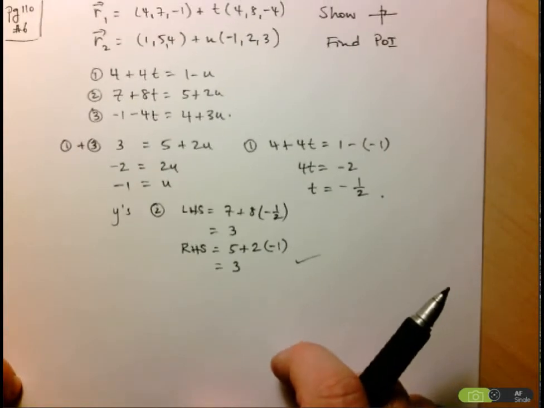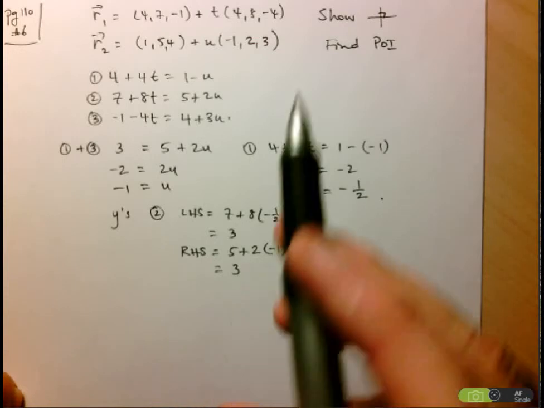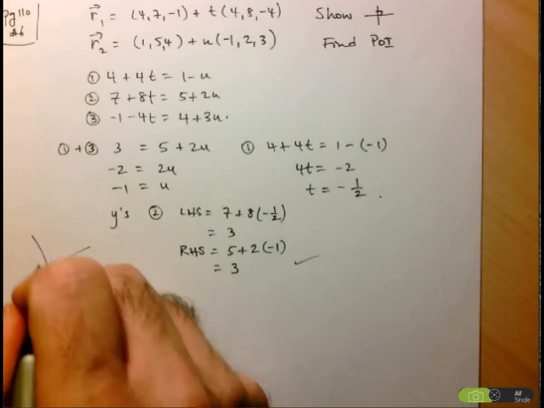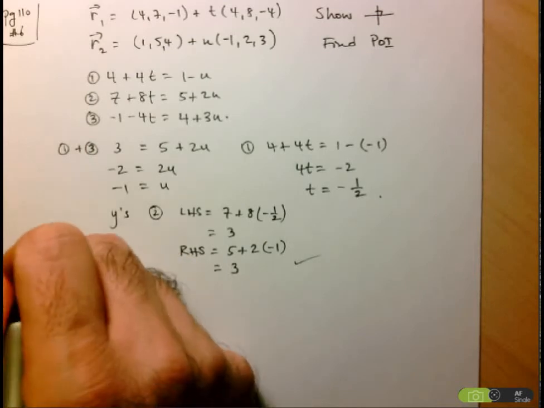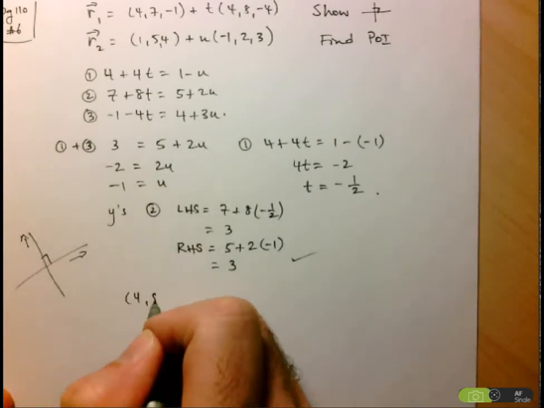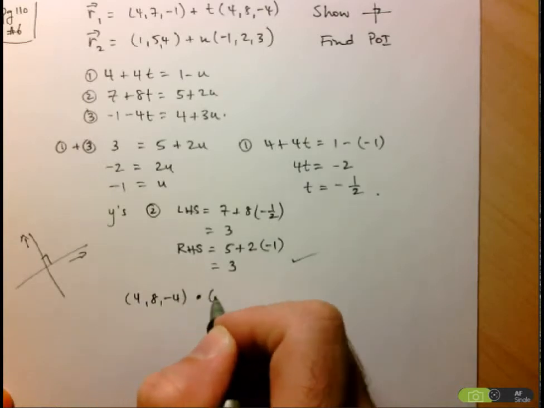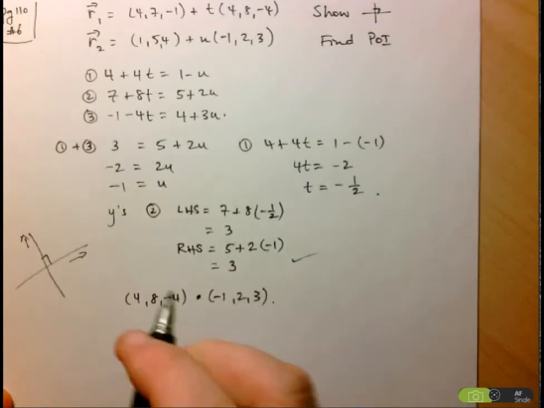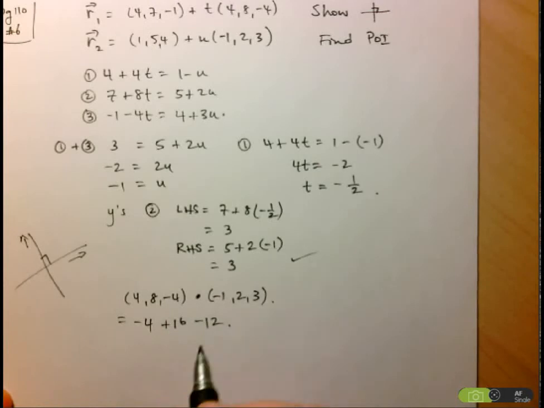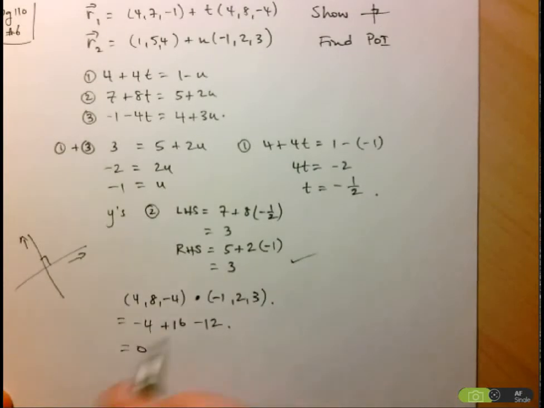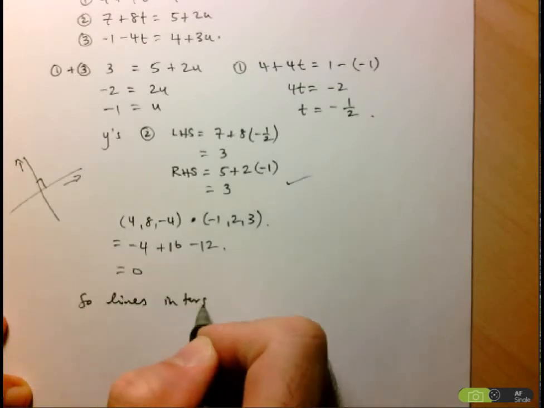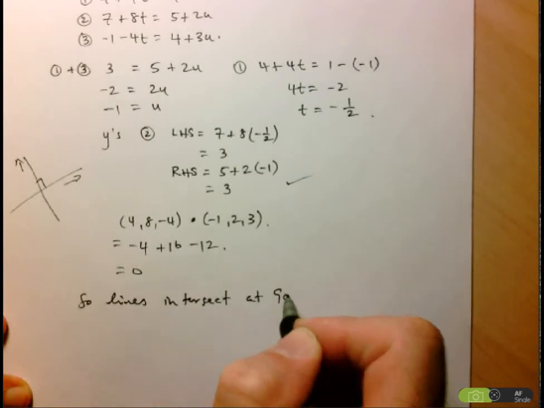Okay, so the way to show that they intersect at right angles is to show that the direction vectors must also be perpendicular, because if they intersect at right angles, then their direction vectors will also be perpendicular. So let's take 4, 8, negative 4, and let's dot that with negative 1, 2, 3. And what do we get? We get negative 4 plus 16 minus 12, and that gives us 12 minus 12 is 0. Okay, so the lines intersect at 90 degrees.